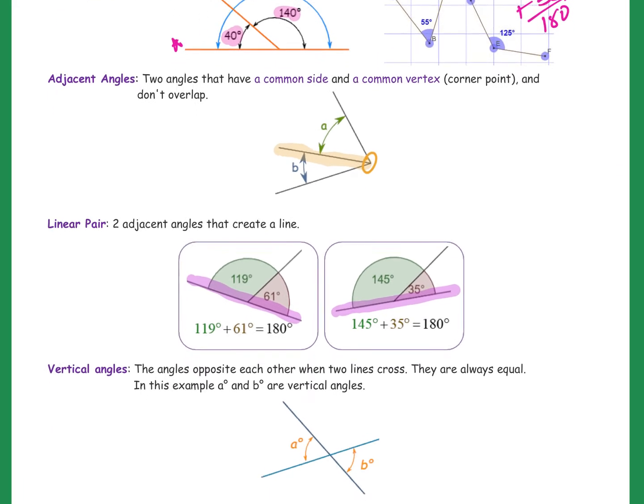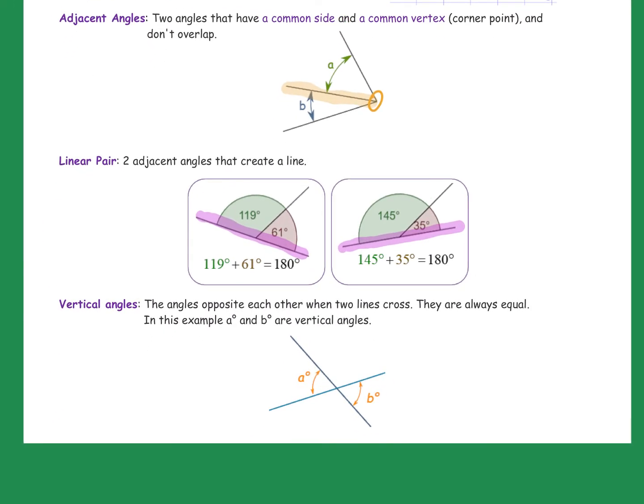Okay, and then the last one is vertical angles, the angles opposite each other when two lines cross. It doesn't matter which two lines. So this is a vertical angle, and these two are also vertical angles.